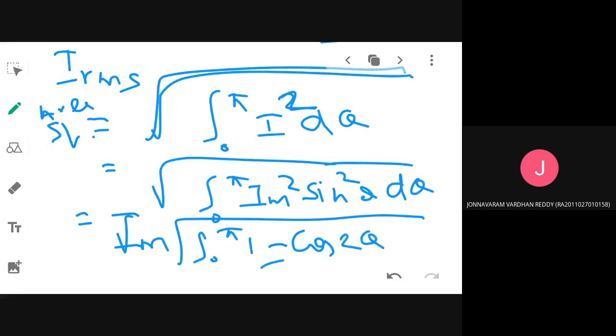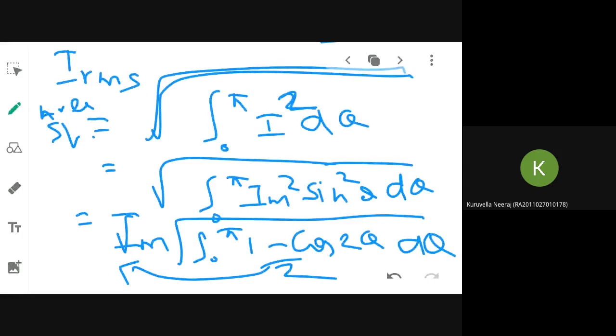This 2 also you can take out. Then you can integrate as usual. Then tell me what will be the answer. Ma'am, 4 should come out. All of you understood the procedure?